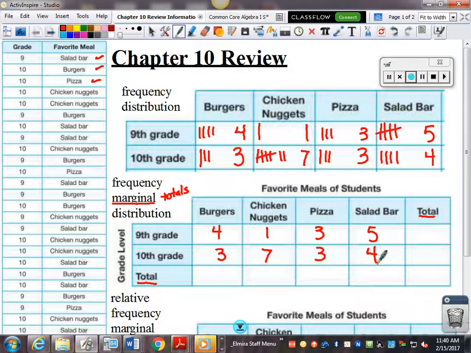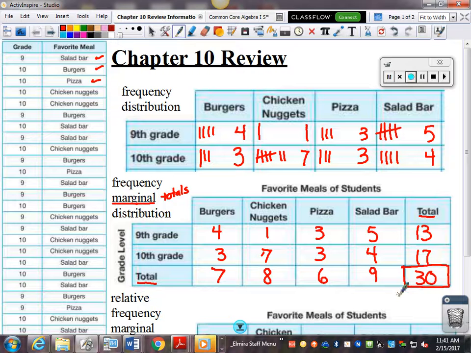The total rows are exactly what they sound like. The number that would go here would be 7 because 4 plus 3. Then 1 plus 7 is 8, 3 plus 3 is 6, 5 plus 4 is 9, and that's adding down. Now adding across, this is 13, and that's 17, and this box here is very special. 13 plus 17 is 30, and 7 plus 8 is 15, 21, 9, that's also 30.